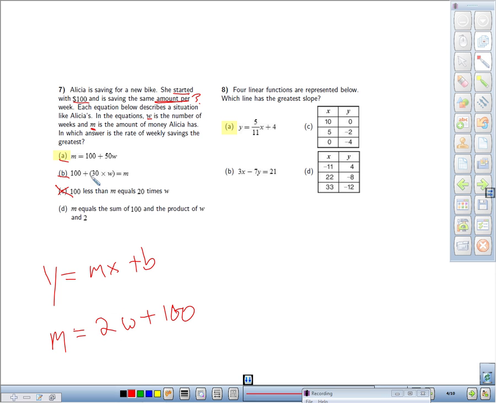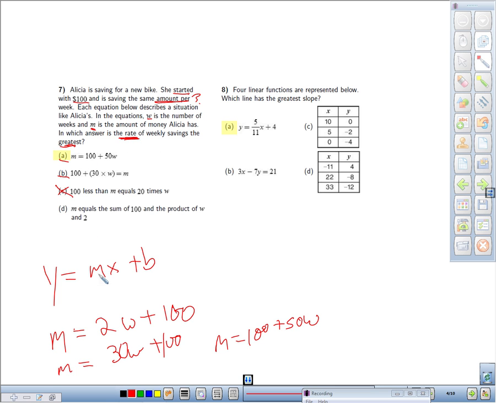Okay? Let's look up in B. In this case, we have M equals 30W, oh, there's my 0, plus 100. And then in yet another option, we have M equals 100 plus 50W. So all three of these could represent the situation. But here's what the question asks. In which answer is the rate the greatest?